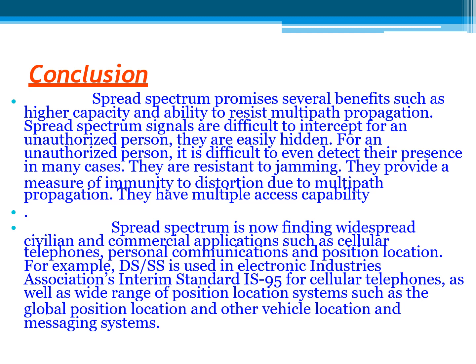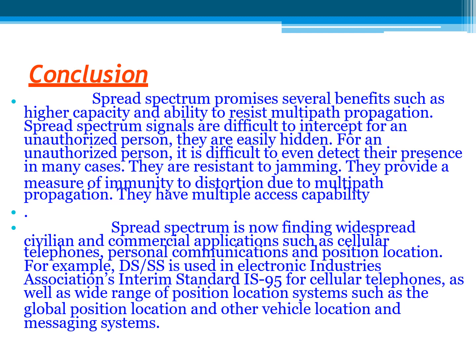So, conclusion. Spread spectrum promises several benefits such as higher capacity and the ability to resist multipath propagation. Spread spectrum signals are difficult for an unauthorized person to interrupt, and they are easily hidden. For an unauthorized person it is difficult even to detect their presence in many cases. They are resistant to jamming, and they also provide a measure of immunity to distortion due to multipath propagation.